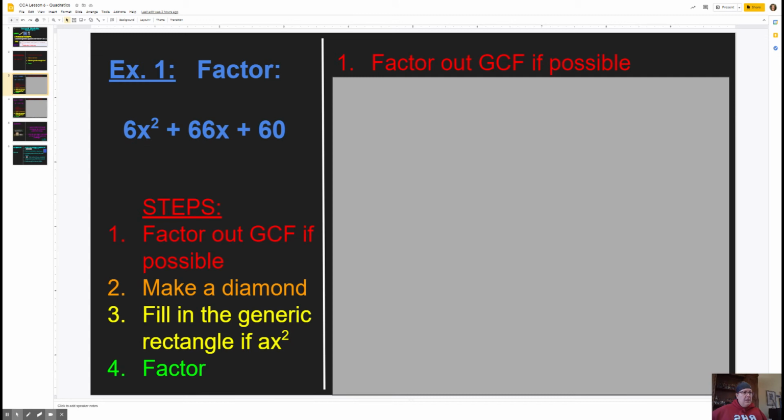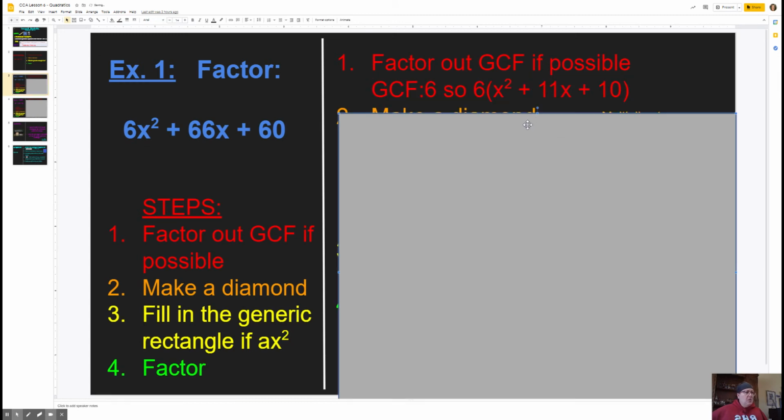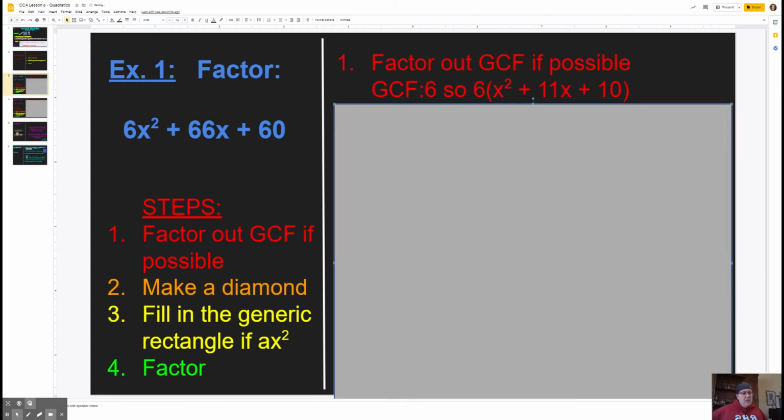Yep, you got it, Amelia. So what we're going to do is take a 6 out of each of these, factor it out, meaning divide each of those terms by 6, right? And so we talked about earlier, when we factor out a greatest common factor, you literally are going to divide each of those terms by that greatest common factor. And notice the GCF is going to come outside the parentheses.